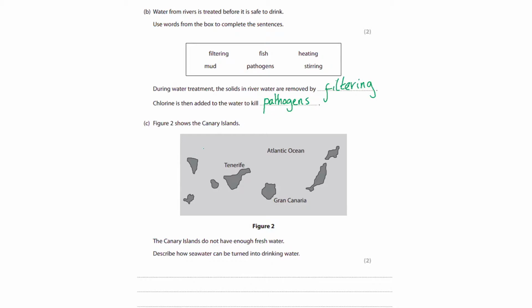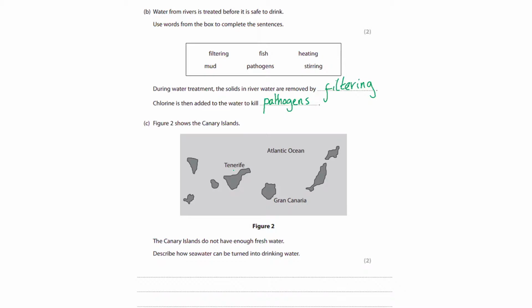Okay, so figure 2 shows the Canary Islands. Some of you may have been on holiday there. I have been to Tenerife, Lanzarote, off the coast of Africa. The Canary Islands do not have enough fresh water. You wouldn't think so, but fresh water is not salt water. You think, well, they're islands, they've got lots of water, but fresh water is different.